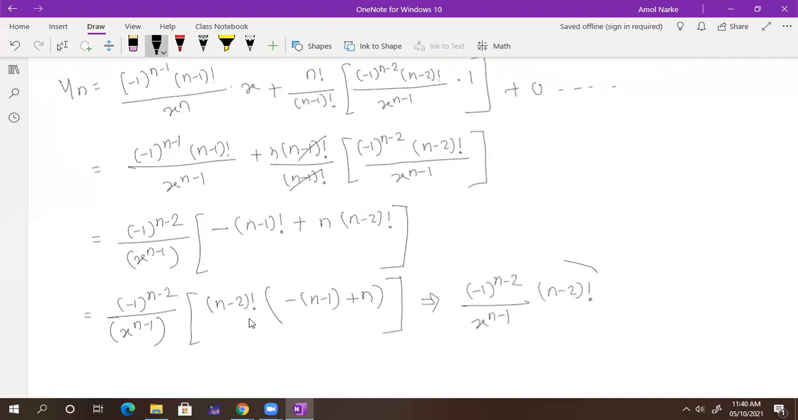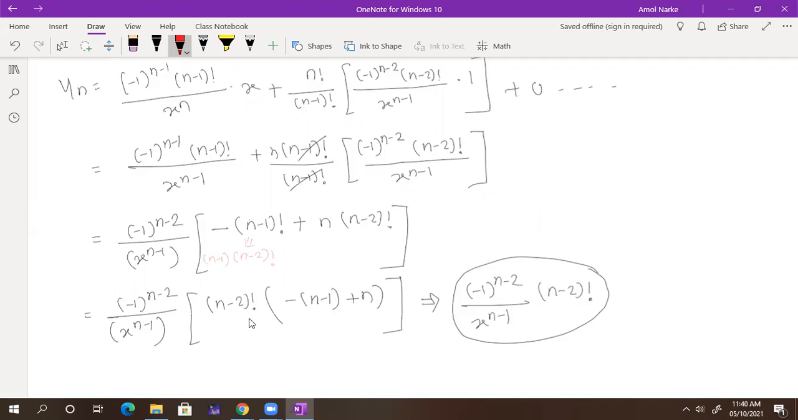This is what you have as your nth derivative. Check it out. Tell me if I made a mistake somewhere. How can you write that n minus 1? I use the red pen. How can you write that n minus 1? That you can write as n minus 1 into n minus 2 factorial.